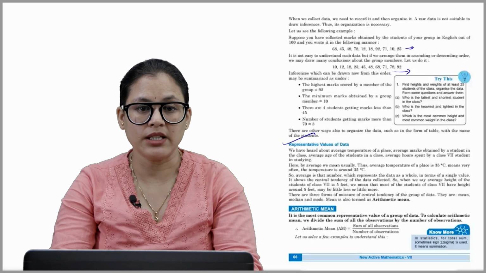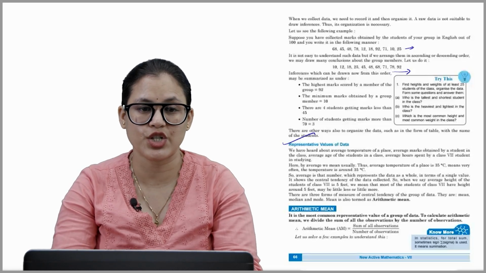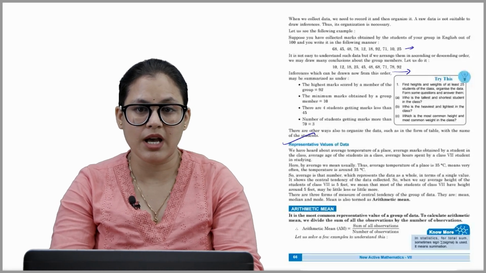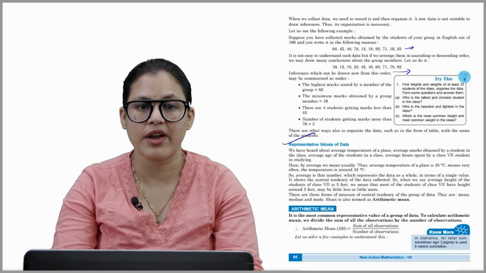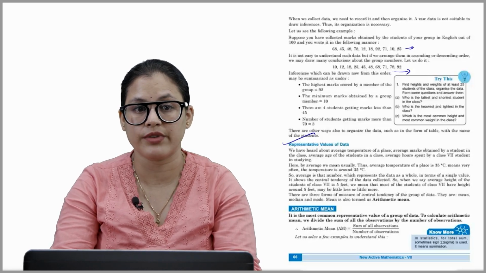Here by average we mean usually, thus average temperature of a place is 35 degrees Celsius, means very often the temperature is around 35 degrees Celsius. So average is that number which represents the data as a whole in terms of a single value. It shows the central tendency of the data collected. So when we say average height of the students of class 7 is 5 feet, we mean that most of the students of class 7 have height around 5 feet.